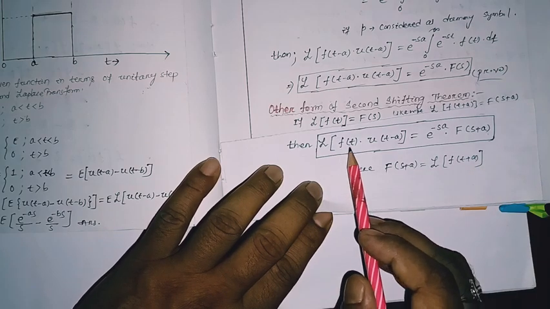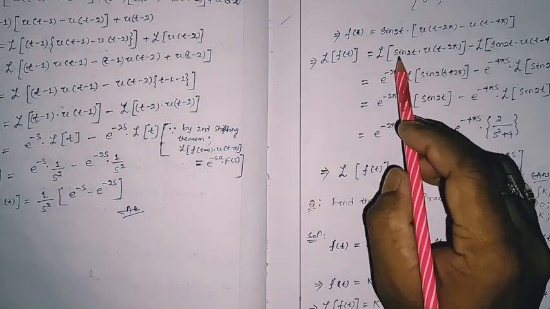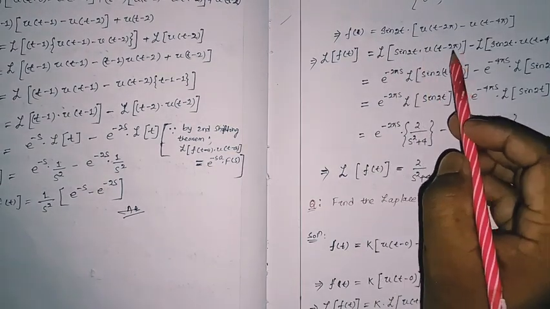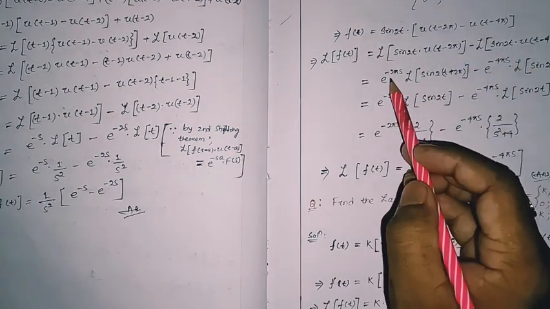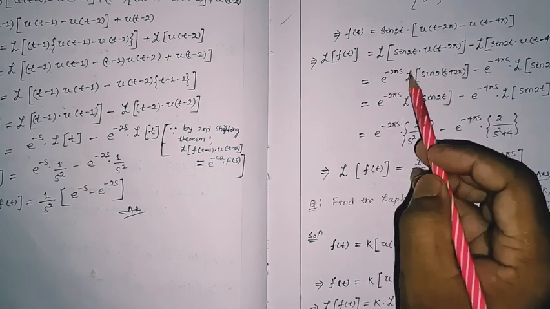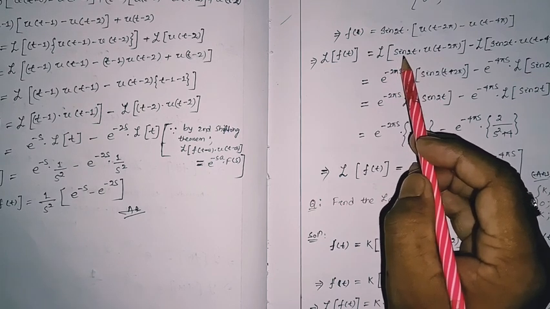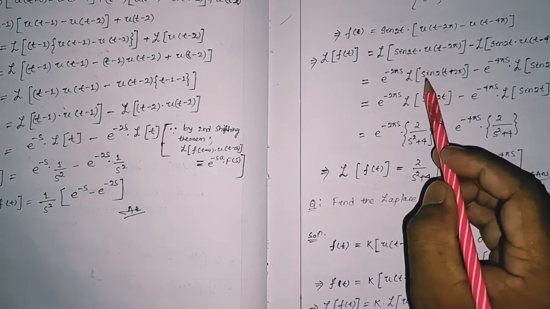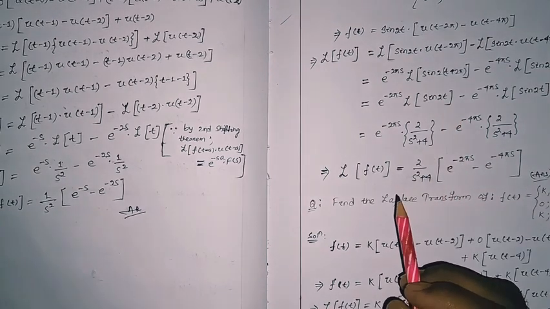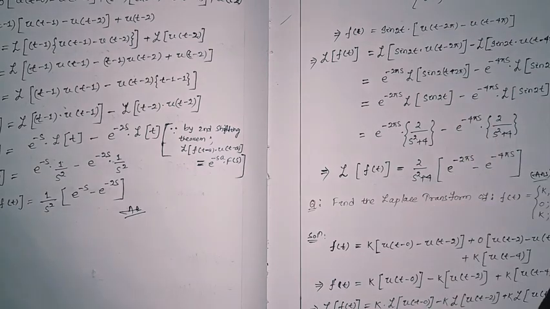Okay, so in our case, in this question, f of t is nothing but sine 2t and a is 2 pi. So the answer will be e to the power minus s a, that means a is 2 pi, e to the power minus 2 pi s, into the Laplace transform of not only sine 2t, but sine 2 into (t plus a), that is sine 2(t plus 2 pi).